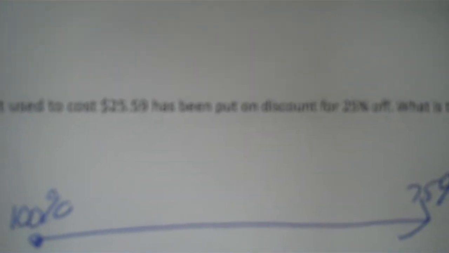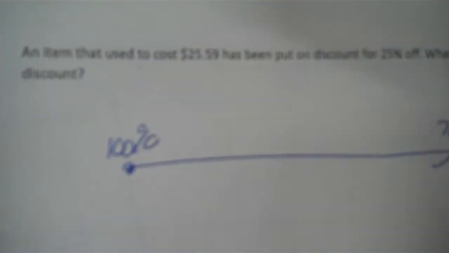Okay, we got way too much workspace here. I don't need that much because it's a % off problem. So an item that used to cost $25.59 has been put on discount for 25% off. What's the cost after the discount? So 100% is my starting point, and then it's 25% off, so that takes me to 75%. Now the question is whether 2559 goes with the 100% or 75%. Now that depends on if that was before or after. Now it said it used to cost that, so that's probably a good indication that that 2559 was before.